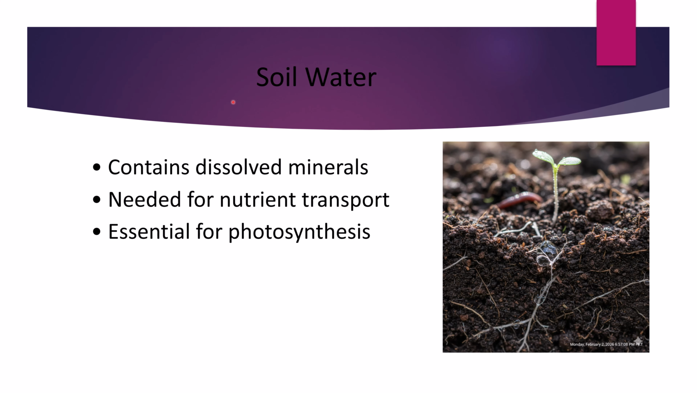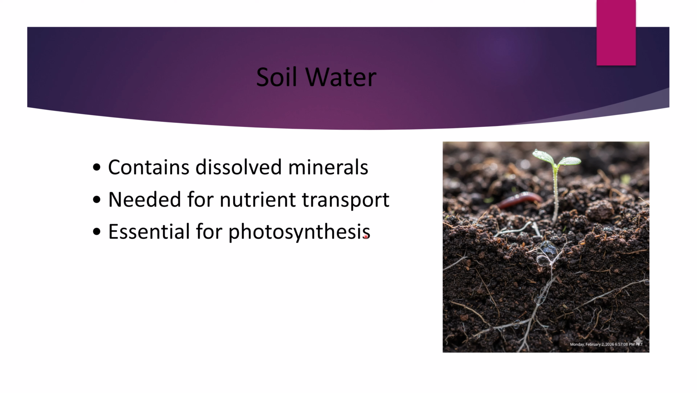Let's talk about a component that is literally the lifeblood of the soil: soil water. Water is not just there to keep the soil wet; it performs three critical functions for plants. Contains dissolved minerals. Soil water acts as a solvent. It dissolves the nutrients found in humus and rock particles so that plants can actually drink them in. Needed for nutrient transport. Once those minerals are dissolved, water is the vehicle that carries them from the soil through the roots and up into the rest of the plant.